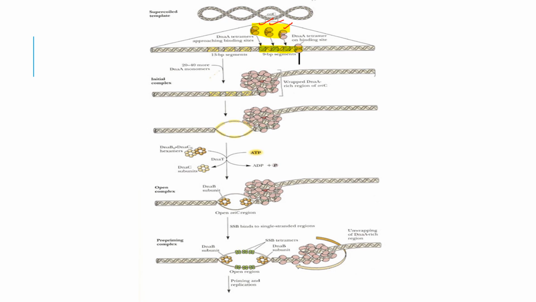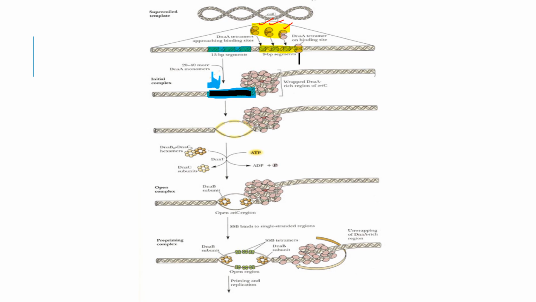Once the initiator proteins reach the, as you can see here, these are the 13-mer sites. So how does the initiator protein help in the unwinding of the DNA strand? Firstly, the initiator protein attaches to the 9-mer site, and once the initiator protein reaches the 13-mer site, then unwinding of the DNA strand takes place.